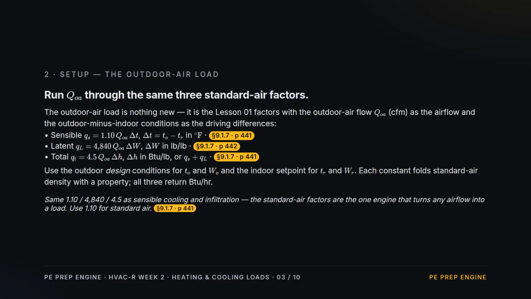Setup, the outdoor air load. Nothing new here. Take the 3 standard air factors and feed in the outdoor airflow as the airflow. Sensible is 1.1 times the flow times the outdoor minus indoor temperature difference. Latent is 4,840 times the flow times the moisture difference. Total is 4.5 times the flow times the enthalpy difference, or just sensible plus latent. Use the outdoor design conditions against the indoor set point.